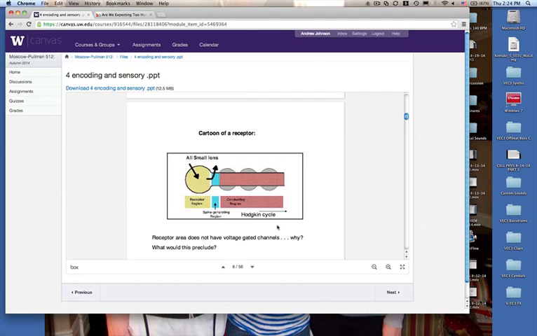Why would you not want voltage-gated channels here? Every stimulus is electrically based, I guess. I don't know. What if you had some voltage gated channels there? What if you could kick in an action potential there? So if you don't have voltage gated channels, you can't kick in an action potential. So what if you had those here? You wouldn't be able to see it.